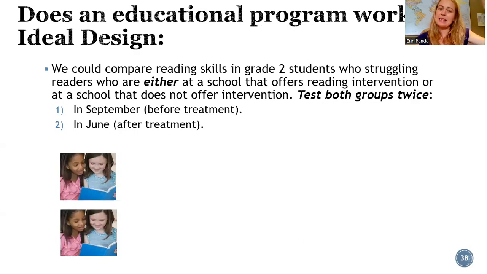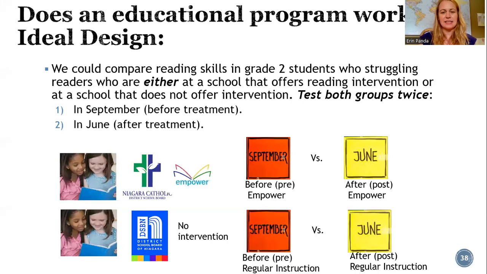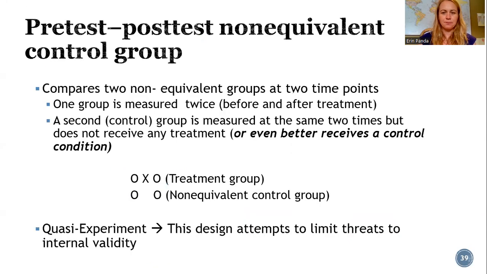So what we could do is basically a combination of those two other non-experiments that I just told you about. We could compare reading skills in grade 2 students that are struggling readers that are either at a school that offers the intervention or at a school that doesn't, and we test them both at the beginning and after intervention. So we'll take kids at Niagara Catholic and kids at DSBN, and we're going to measure them in the fall and in the spring. So this is called a pretest post-test non-equivalent control group design because we're comparing two non-equivalent groups at 2 points in time. One is measured before and after intervention.